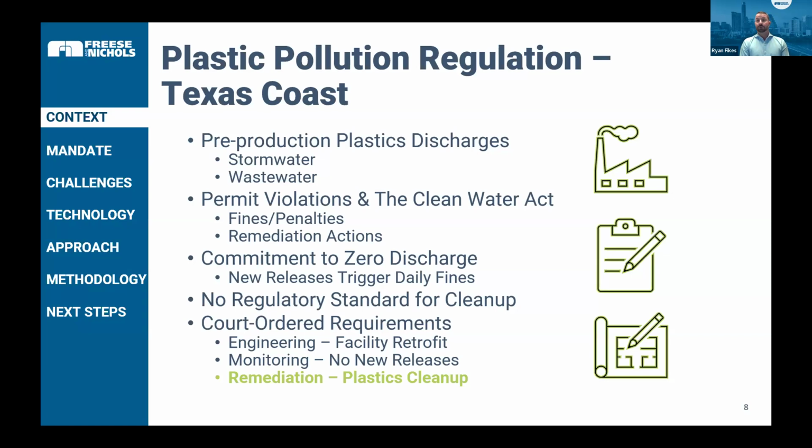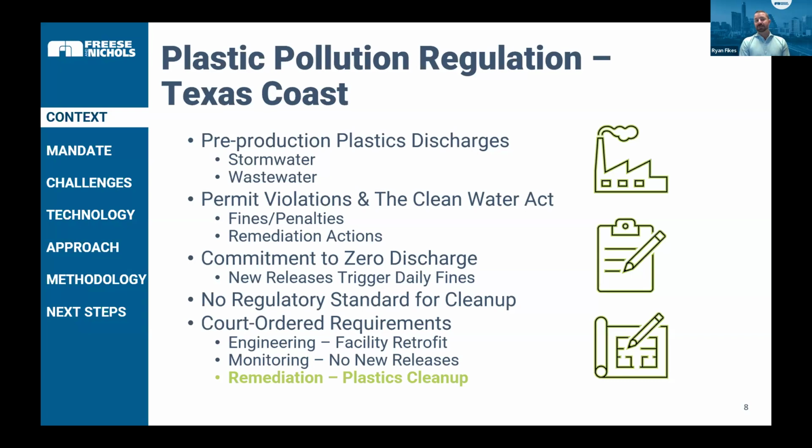And then some of the court-ordered requirements, one of which we're focusing on today, which is the remediation piece, but there's also engineering and monitoring side of things. So facility retrofits for bringing in engineers to try to eliminate future storm and wastewater discharges, and then monitoring to determine if there are new releases and what might trigger subsequent new fines and penalties.